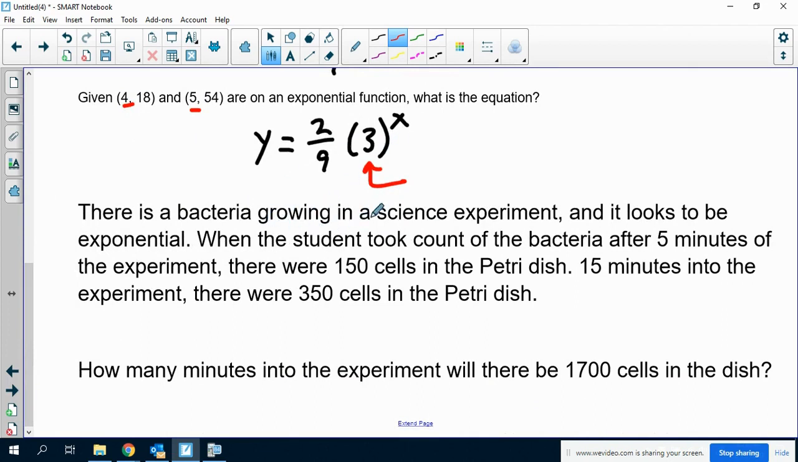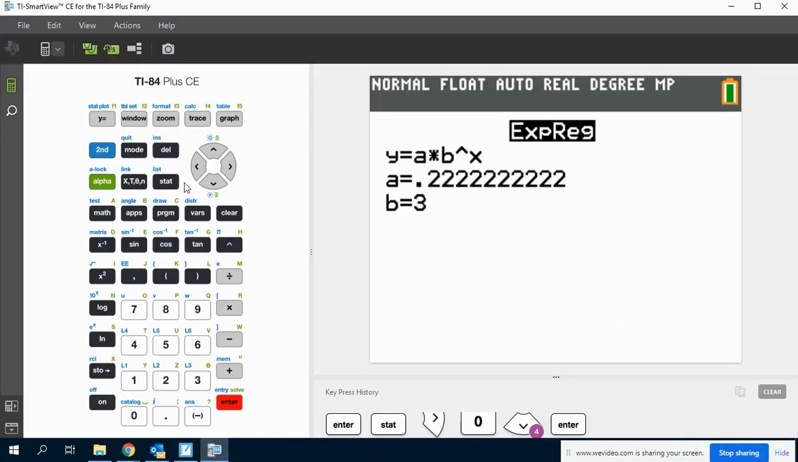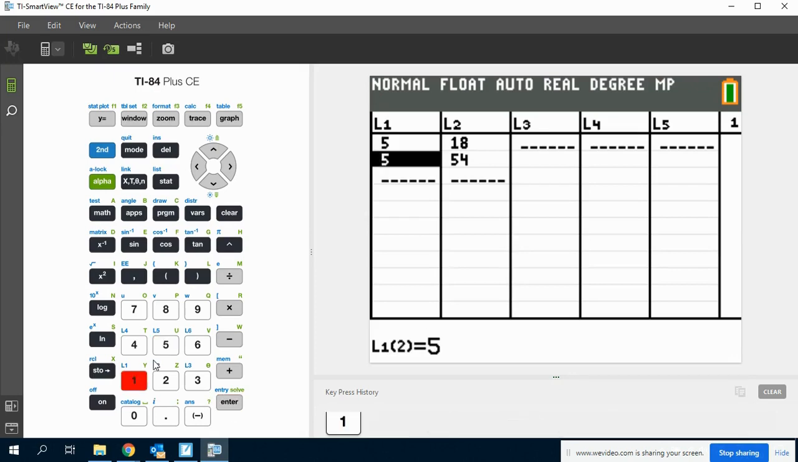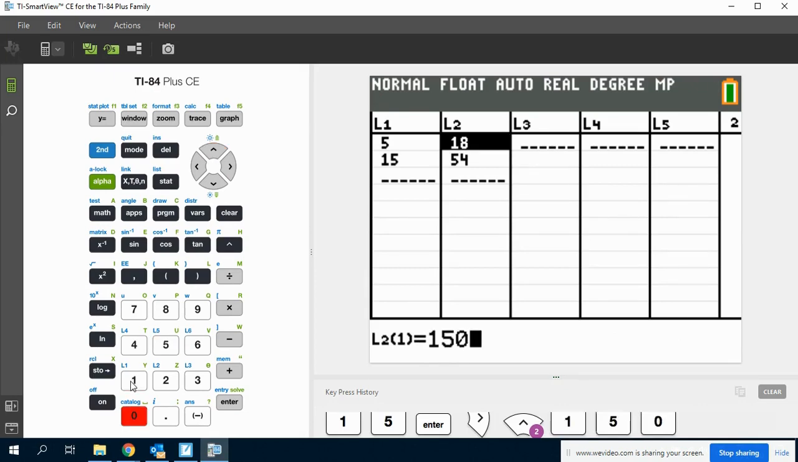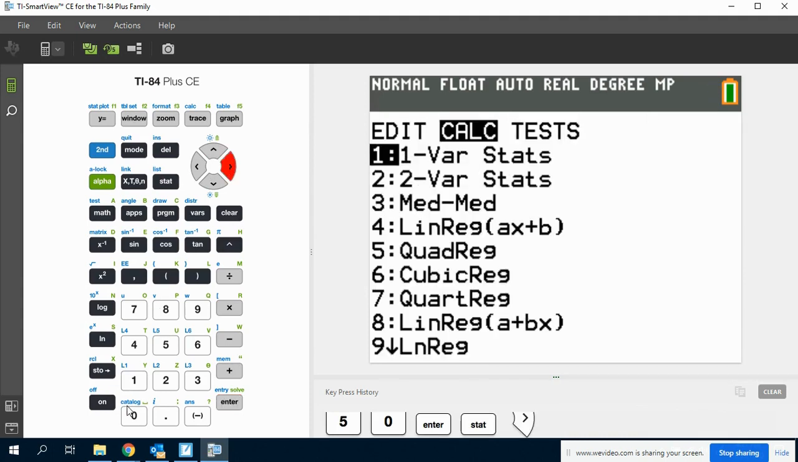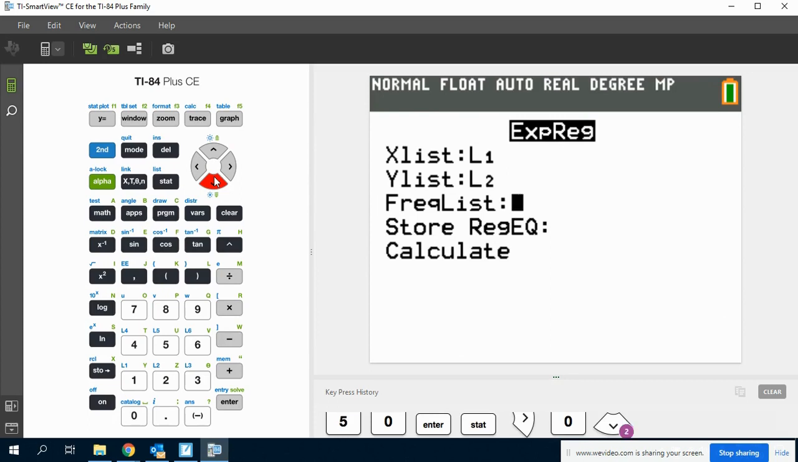One word problem: there's a bacteria growing in a science experiment, and it looks to be exponential. When a student took count of the bacteria after 5 minutes, there were 150 cells in the petri dish. So 5, 150, and then 15 minutes, 350. So let's find an equation for this. So if we go to stat, edit, 5 and 15 are the minutes, 150 and 350 are the cells that are associated with those minutes. So now we're going to go to exponential regression.